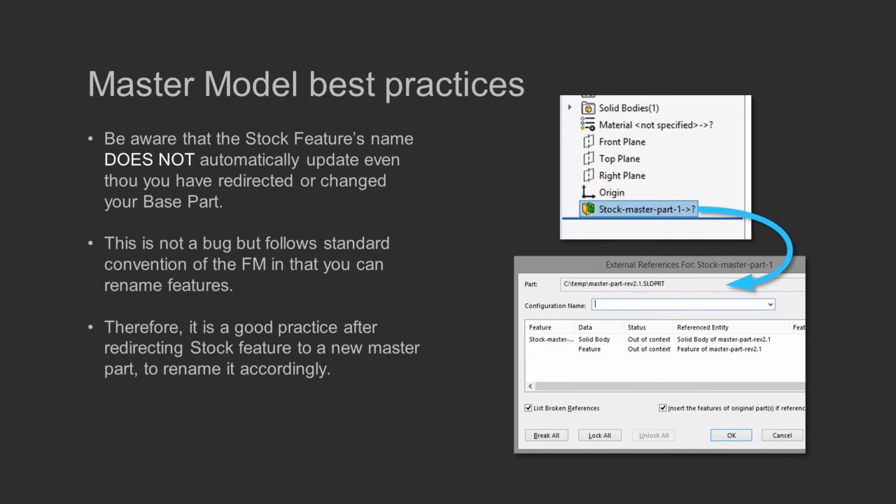As you can see here, this stock master part 1 is not actually the right master. If you right click on the part name at the top of the tree and go to external references, it shows that it's actually master part rev 2.1. So just make sure, as a good housekeeping practice, that if you do that, you re-edit the name of the stock master to reflect the actual new name of the master, so that you won't get confused or others won't be confused.